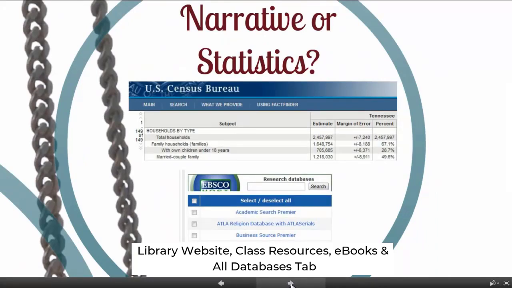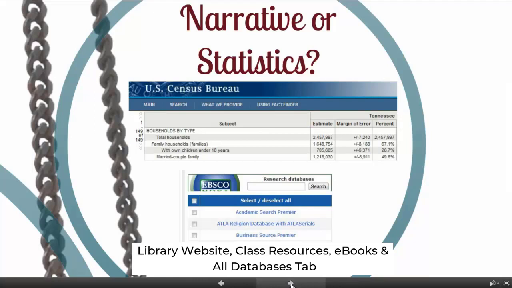When you're looking for specific information, you can also ask, do you want a narrative or statistics? Are you looking for an analysis, a wordy essay, or do you want numbers and facts? Sometimes it's helpful to have percentages and numbers in your paper to prove your point, or it could be part of your assignment if you're in a statistics class.